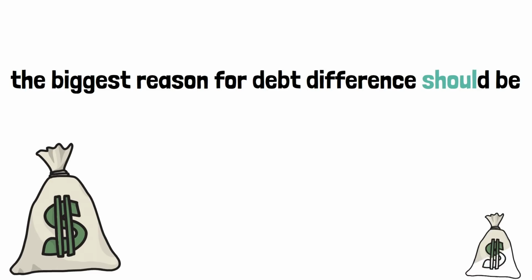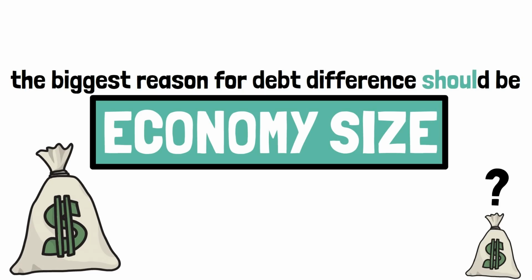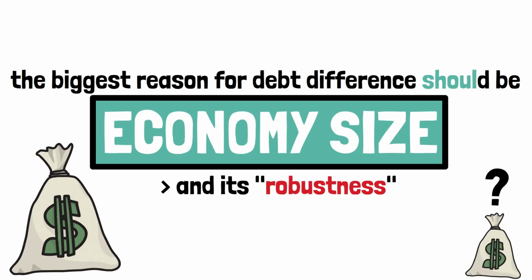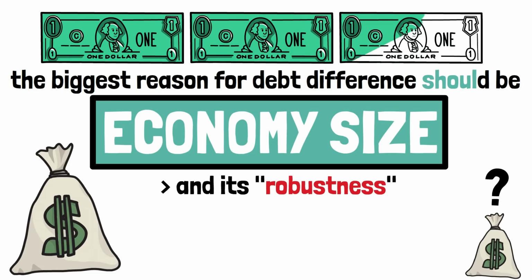So why do some countries have such a big amount of debt while others are able to keep it small? The biggest argument is the economy size and the robustness of it. If a country generates a lot of money, then it won't need to borrow it. That makes sense. But it's not enough to explain these values.